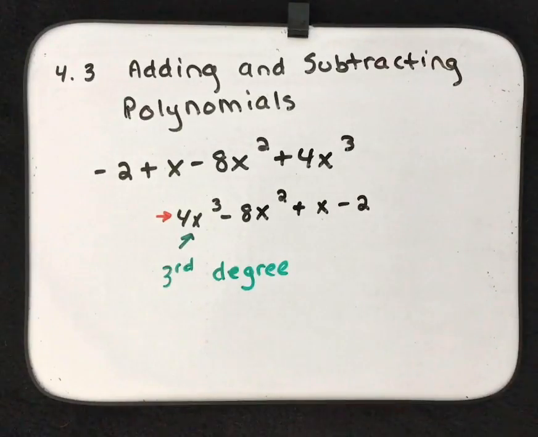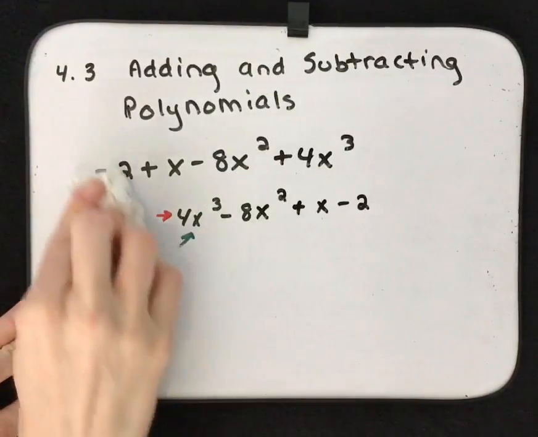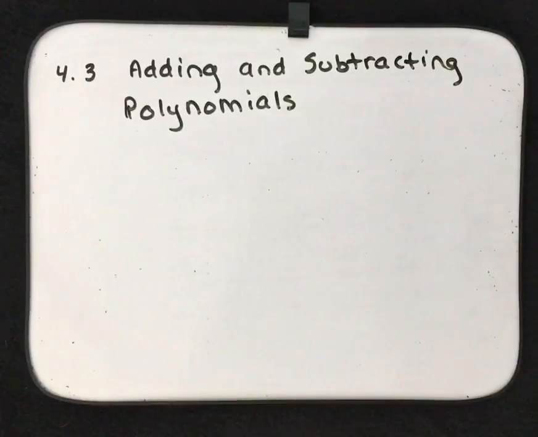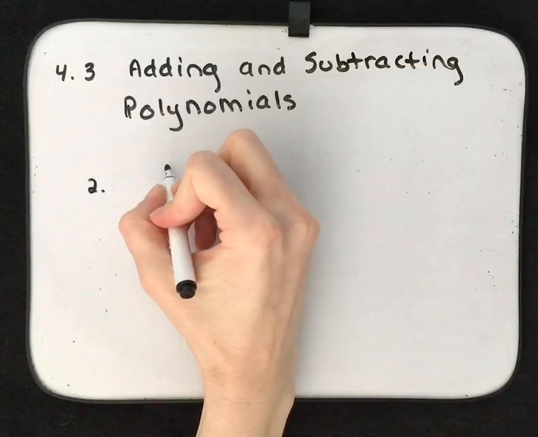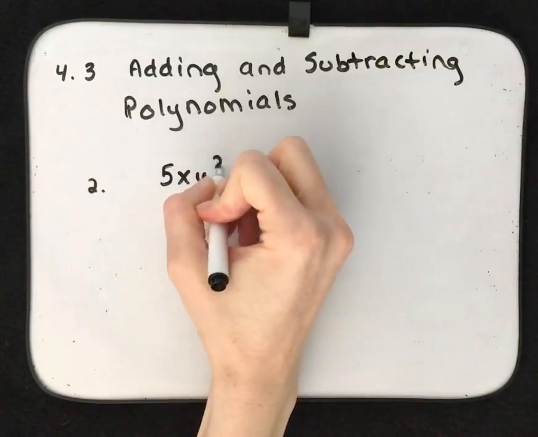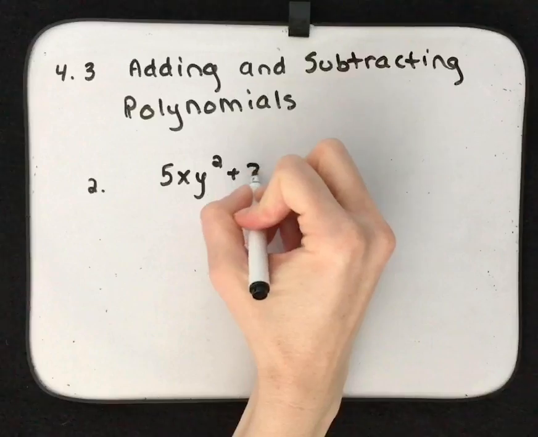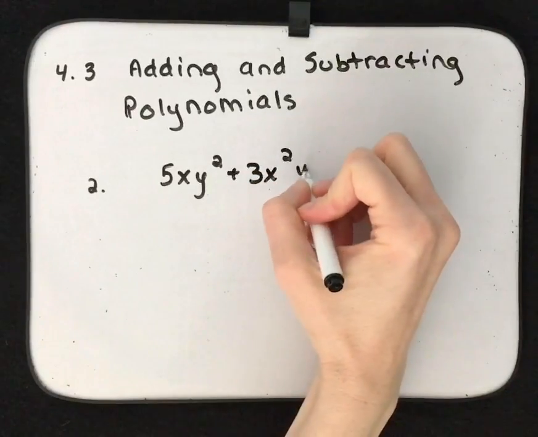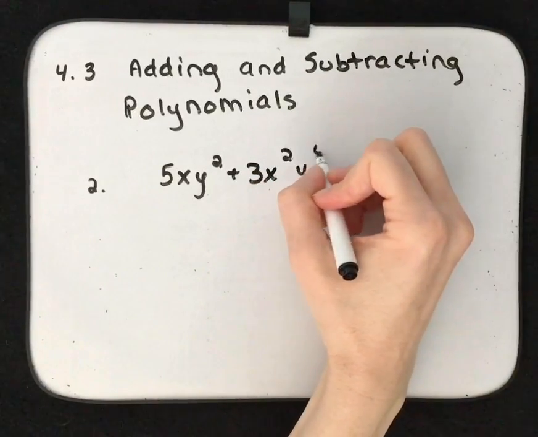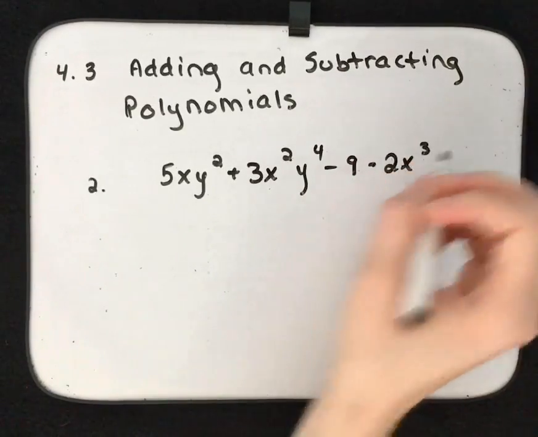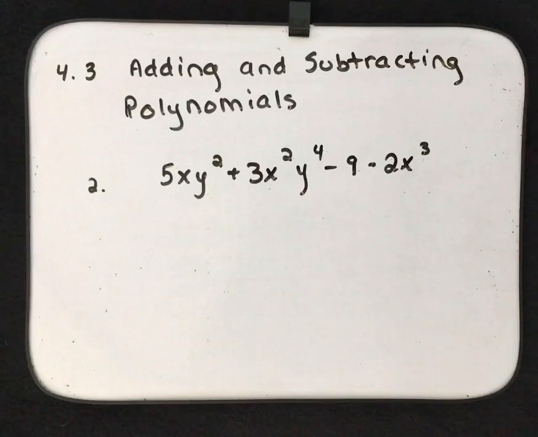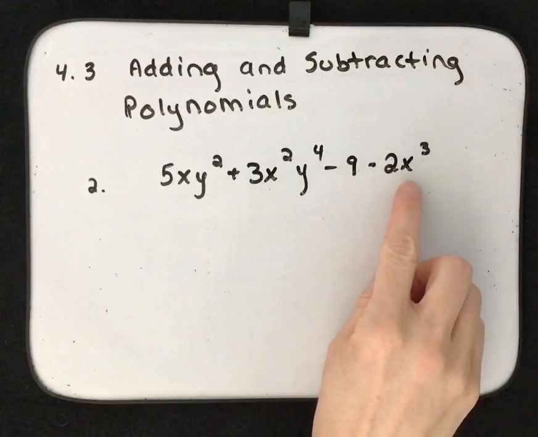Let's look at another one. For number 2, if we have 5x y to the second plus 3x to the second y to the fourth minus 9 minus 2x to the third. If we're writing this in descending order of the variable x, we again start with the exponent that is the highest on our x variable.